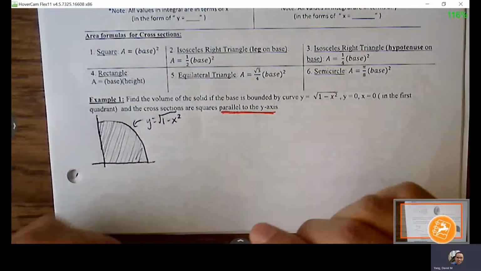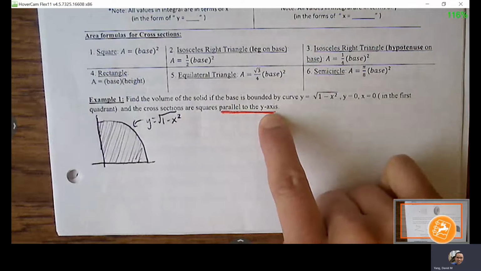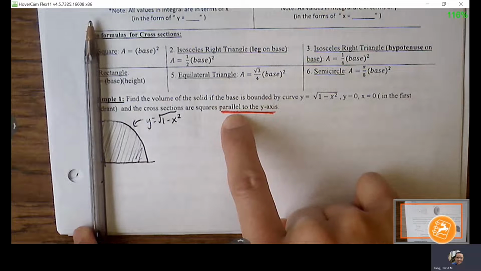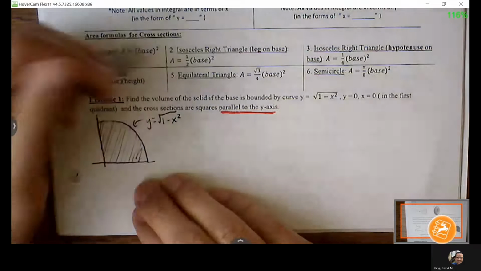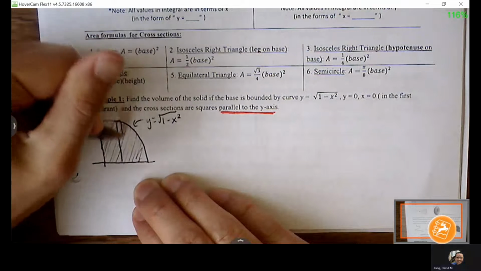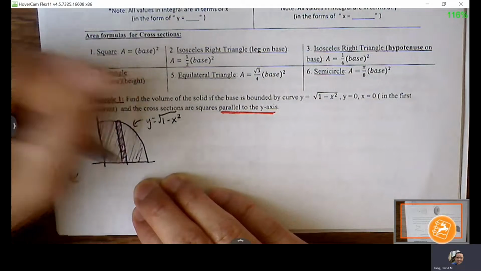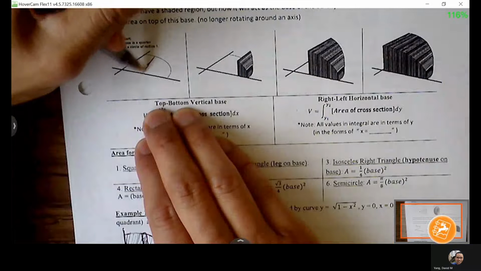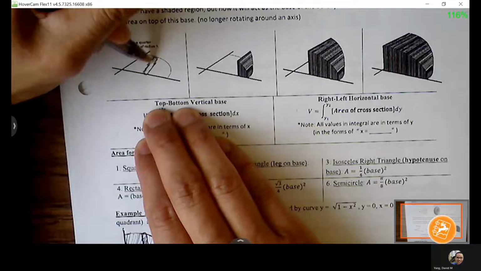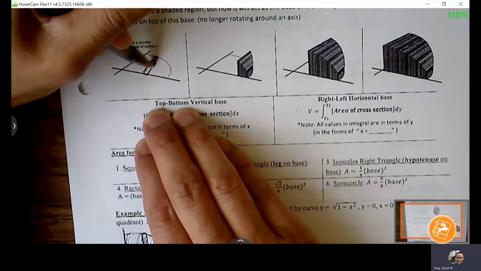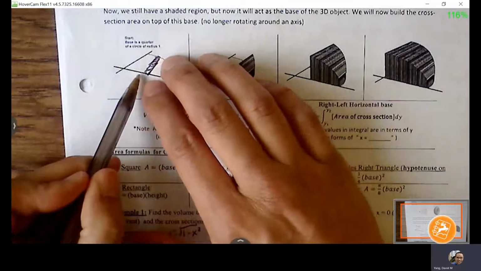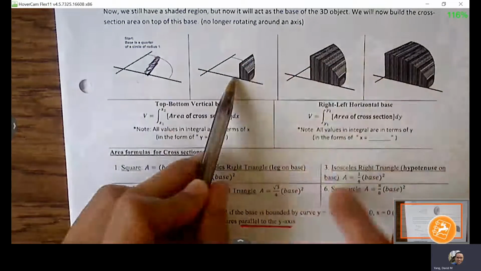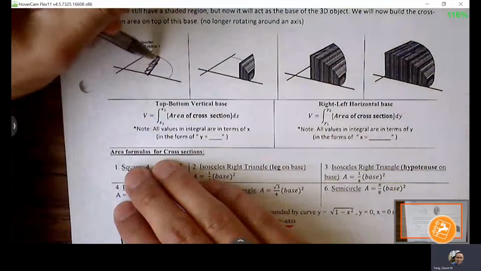Okay, so parallel to the y-axis, let's think about what that means. Y-axis is which direction? Vertical, right? So parallel to it means same direction, right? So there's our vertical base. Okay, from a three-dimensional perspective, we're building squares with this being a representative base, right? Sorry, I didn't draw that correctly, but essentially we're building squares out of the page. That's going to form these shapes here.